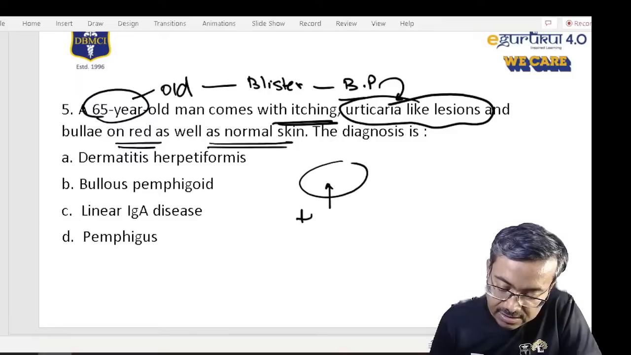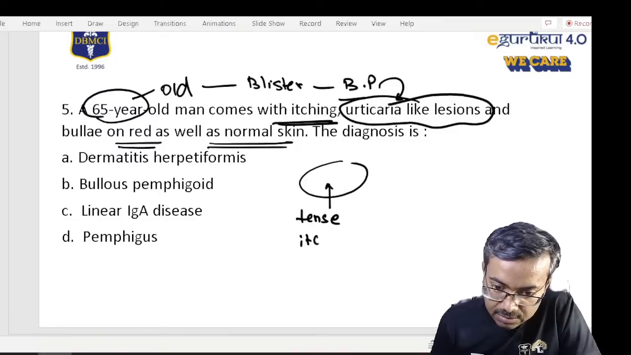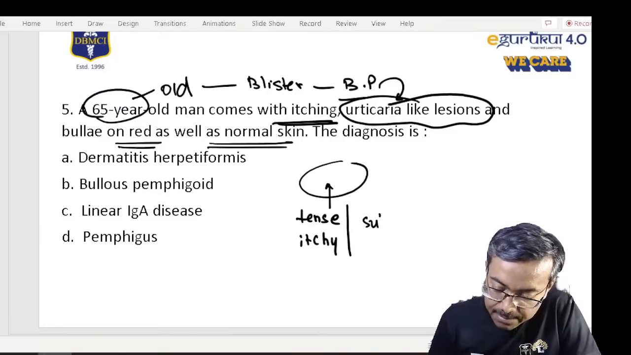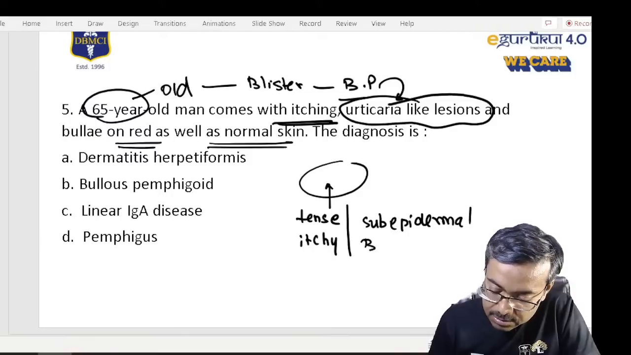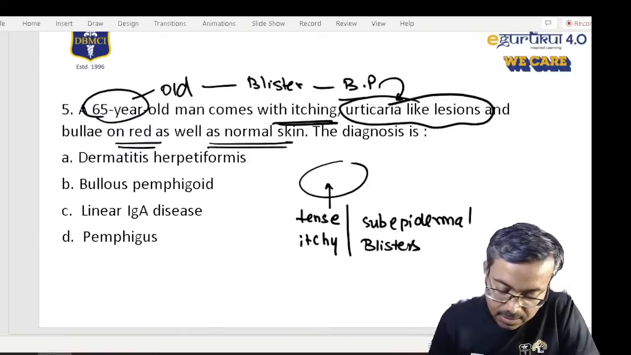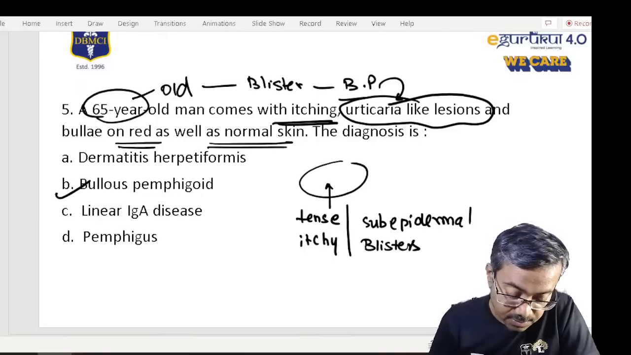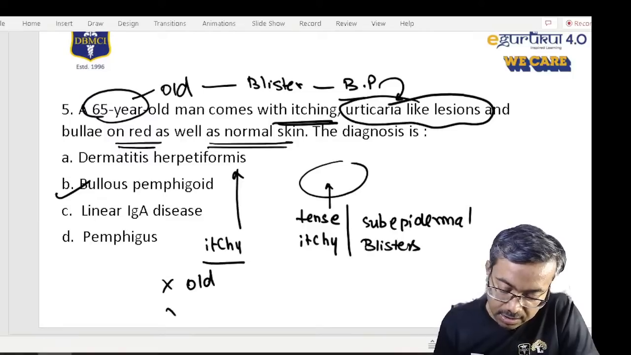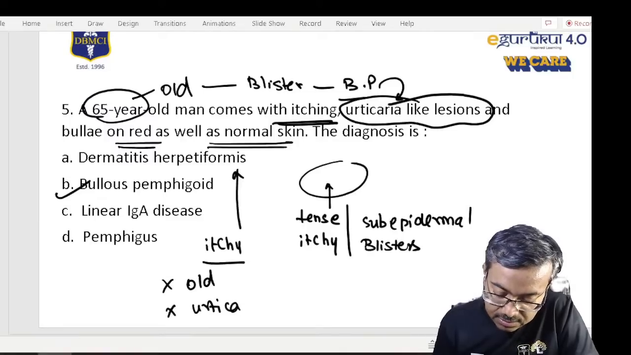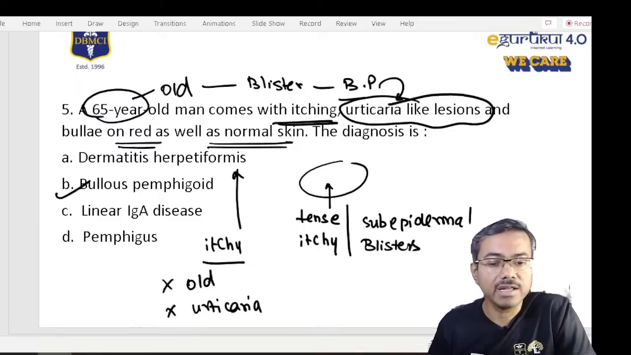And usually these are tense blisters. Usually they are itchy blisters. And these are subepidermal blisters. Okay. And this is typically bullous pemphigoid. Why would you not call it DH? Now, DH is also itchy. But DH has no relation to old age. DH does not have urticarial lesions. Okay, we'll talk about DH a bit later.